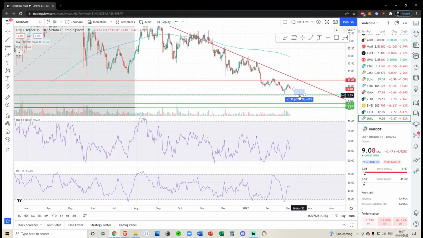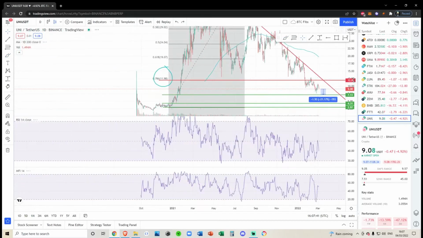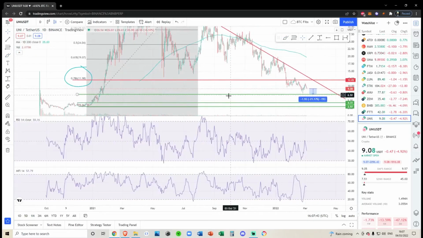Like I said, I think this is going to come down to at least $7. If we do have a strong bounce from 7, we can start talking about potentially retesting the top of this trend line. But you know, for me personally, I am going to be sitting on the sidelines on this until I do see a macro market reversal.